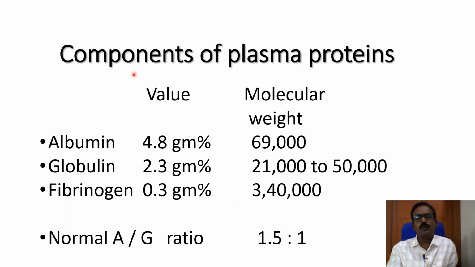Main components of plasma protein: albumin is 4.8 gram percentage. The molecular weight of albumin is 69,000. Globulin is 2.3 gram percentage. The molecular weight is 21,000 to 50,000. Fibrinogen is 0.3 gram percentage. The molecular weight is very high, 3,40,000. Normal albumin globulin ratio is 1.5:1. It will alter in hepatic disease and renal diseases.